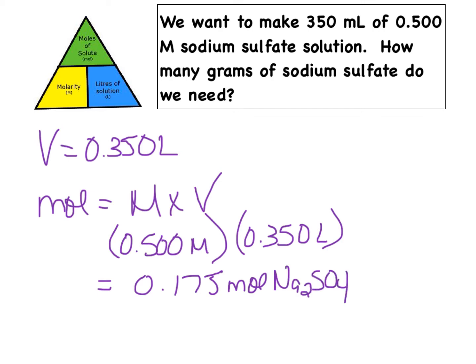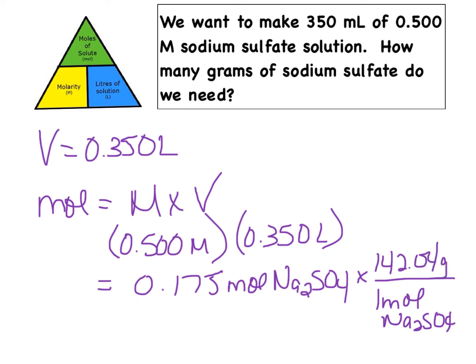Once you know how many moles you have, then all you need to do is convert moles to grams using the formula mass of the compound, which is 142.04 grams per mole, giving us 24.9 grams of sodium sulfate.